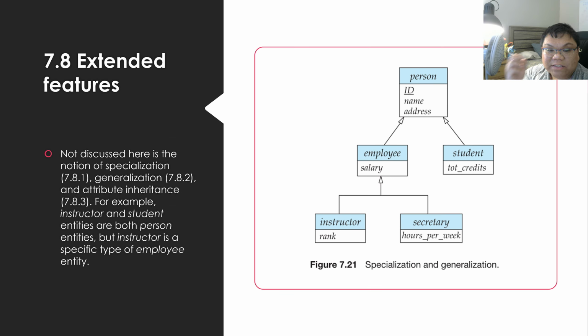Here are some extended features: specialization and generalization. So, instructor and student are just specific instances of person. Instructor is a more specific employee. These are features that we don't talk about in our ER diagram, but they might be worth bringing up if you're familiar with, say, the idea of inheritance, specialization, and generalization.